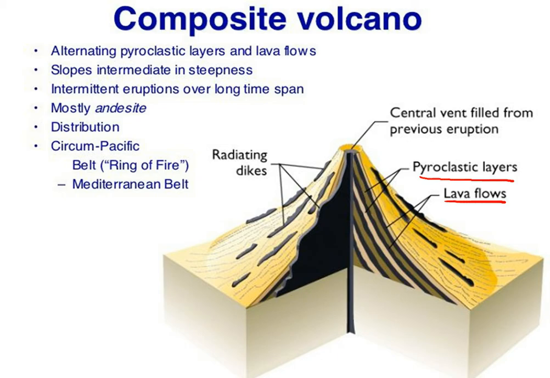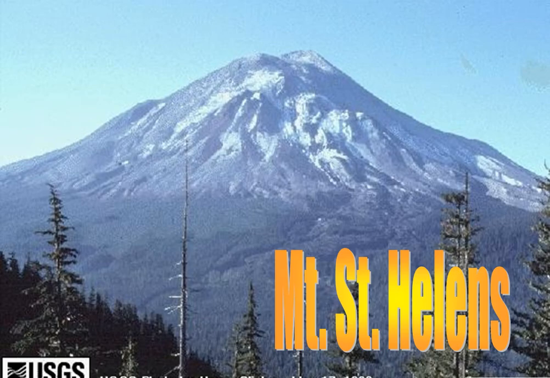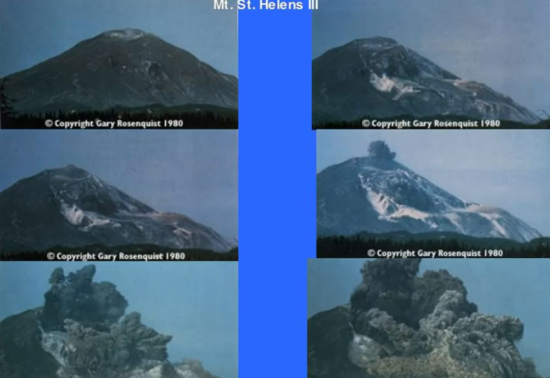A really good example of a composite cone here in the United States is Mount St. Helens. You might say, well, that doesn't look like Mount St. Helens. Well, when I was a kid, this actually was what Mount St. Helens looked like. You can see that it looks like a pretty standard volcano. But in 1980, something happened to Mount St. Helens that changed its appearance. If you look at Mount St. Helens today, or if you've been to Mount St. Helens, it looks very much different. And that's because this happened.